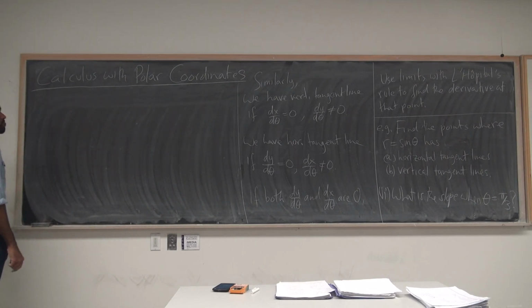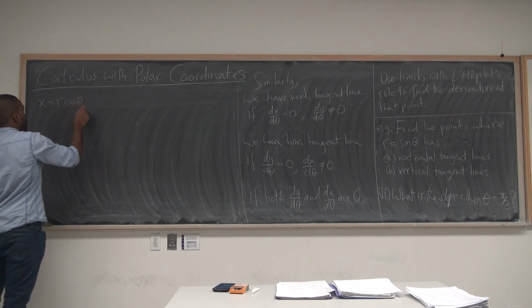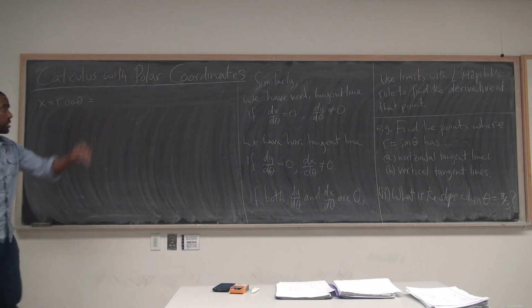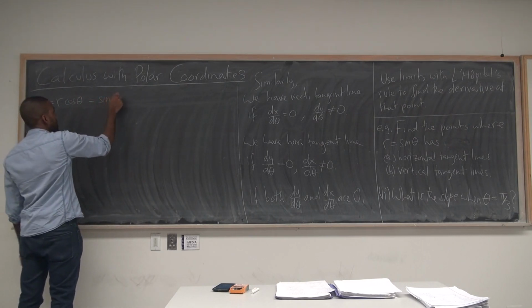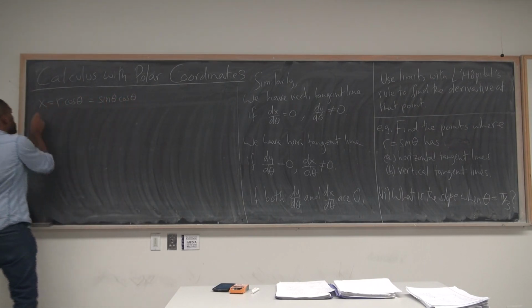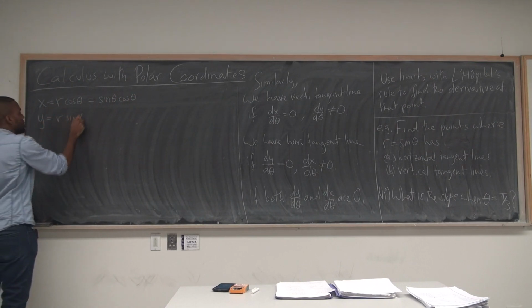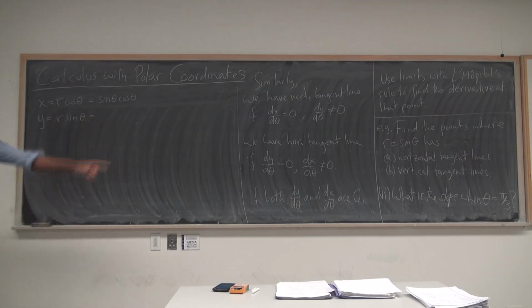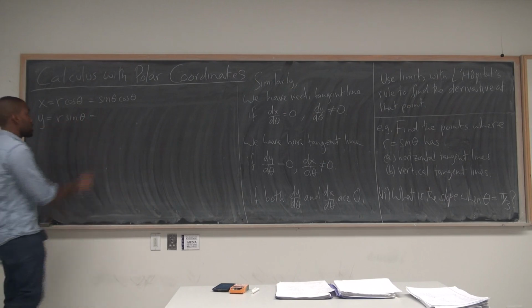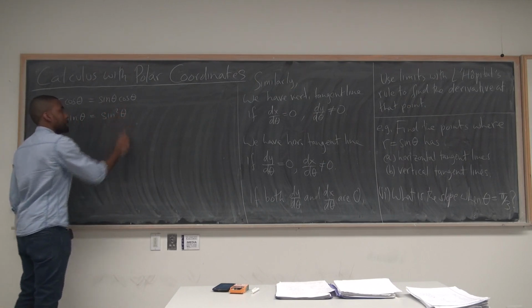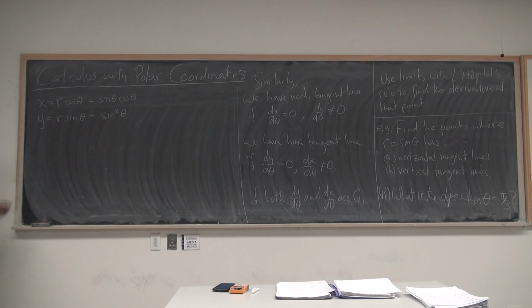So let's figure out what is x. What is our x? X is r cosine theta. And what is our r? Sine theta. So in this case, my x is sine theta cosine theta. What is my y? It's r sine theta, which means my y becomes sine squared theta. Since we care about tangent lines, let's find the slope.